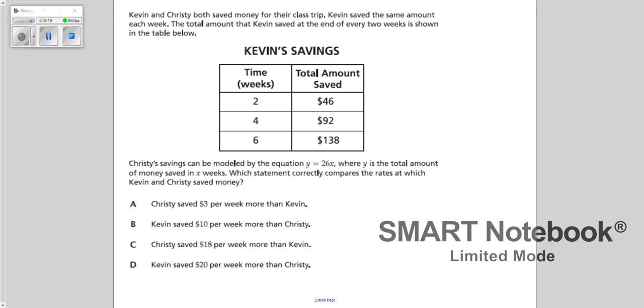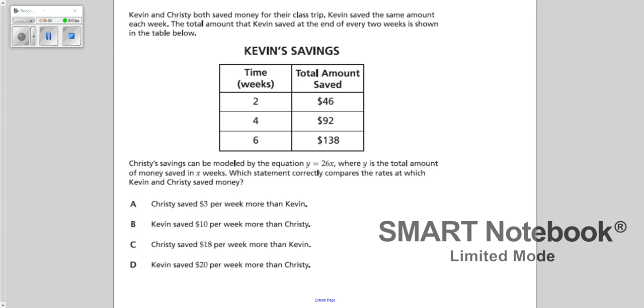Here, they say Kevin is saving money based on that table. Christy is saving money based on the equation y equals 26x. They want to know which statement compares their rates of change. You have to find the slopes.